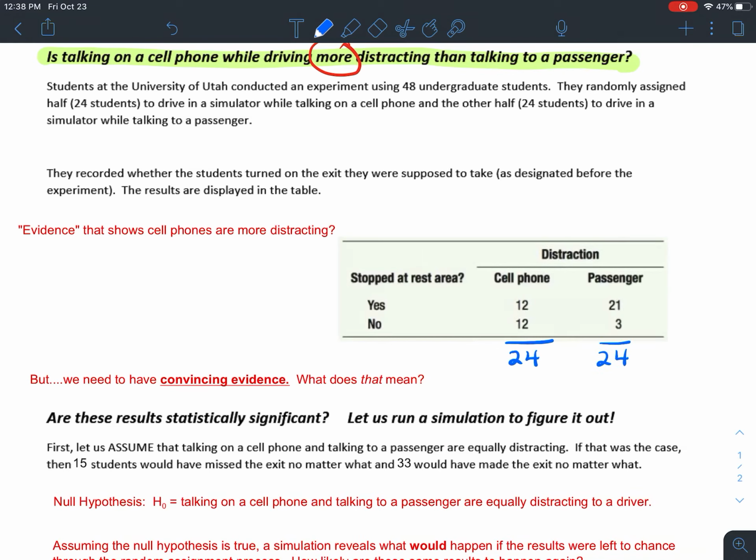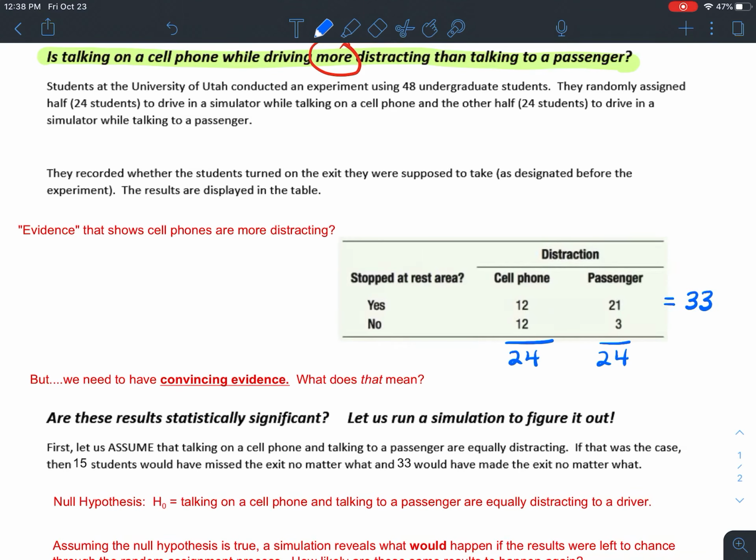So we had, I'm going to just total here, we had 24 students assigned to a simulator where they were told to talk on a cell phone, and 24 where they were speaking with a passenger. The rows are measuring whether they actually stopped correctly at that exit where the rest area was.